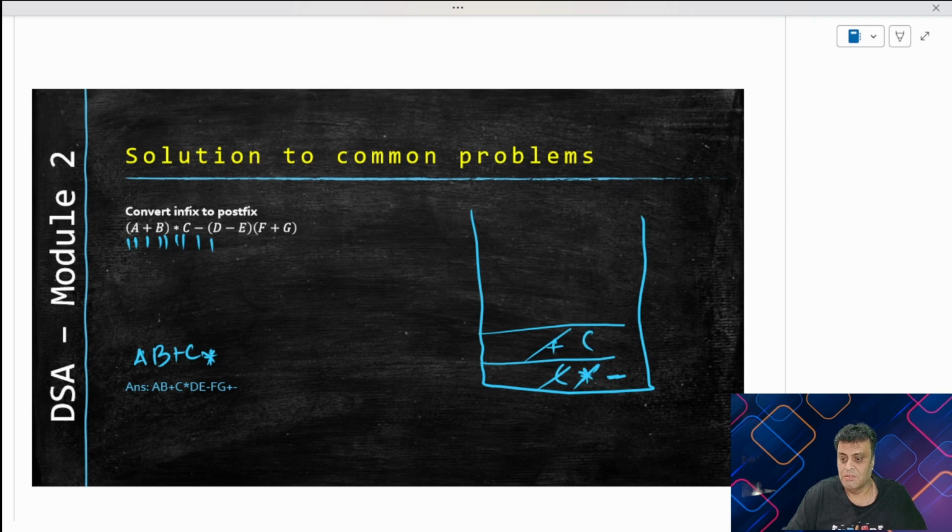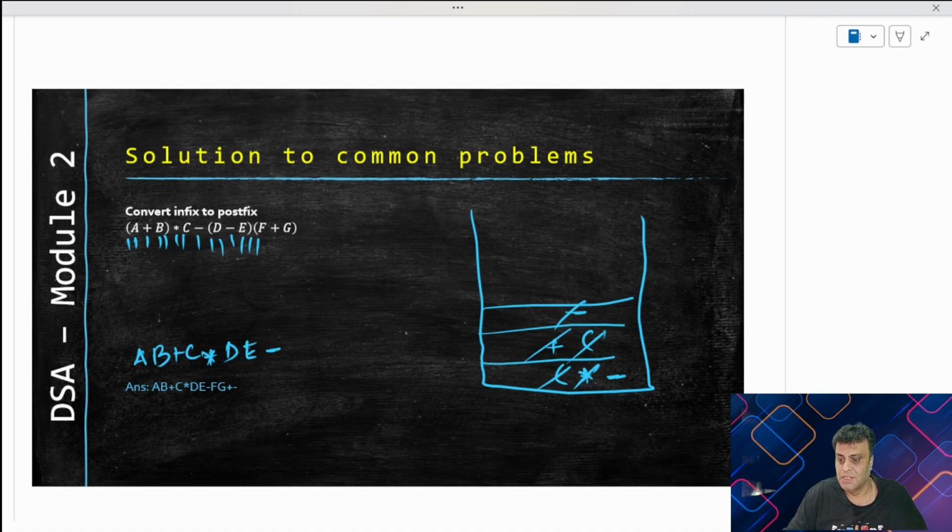When the star pops out, minus can come here. We have a bracket, we will start a bracket. We have a D, we will write the D. We have a minus. Can I write my minus here? Of course I can. Then I have an E, I will print the E. I have a bracket. Now this bracket will take off all this, so minus will come here. Bracket gets discarded. So E is done, bracket is done.